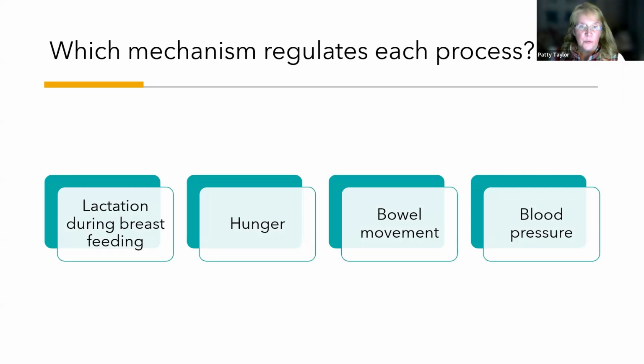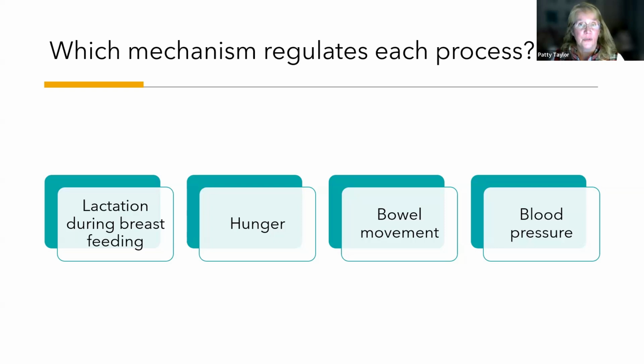Let's do some examples. Let me explain a little bit about what's happening, and then you can guess what type of feedback mechanism maintains this particular process. During lactation of breastfeeding, a baby latches on, the baby suckles the mother's breast, and as long as the baby suckles, milk is produced. The suckling is going to enhance or increase production of milk.